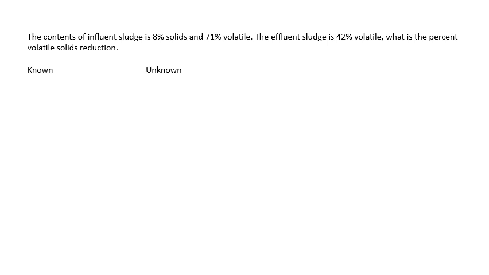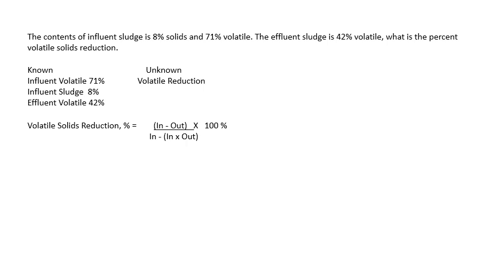Pull out your known and your unknowns for this question. So what you know is the influent volatile percent is 71%, the influent sludge is 8%, and the effluent volatile is 42%. We are looking for the volatile reduction percent. So they've given you more information than you need. You don't need the 8%, you just need the influent volatile percent of 71 and the effluent volatile percent of 42%. And again, the formula for volatile solids reduction percent is in minus out divided by in minus in times out times 100.